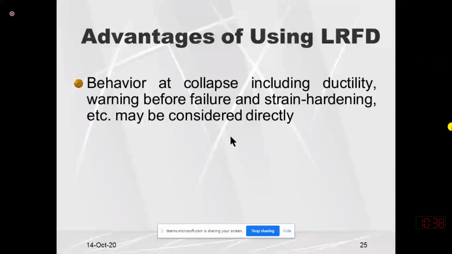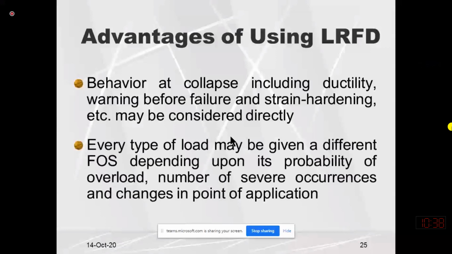Every type of load may be given a different factor of safety depending upon its probability of overload, number of severe occurrences, and chances in point of application. Just like I have explained, we are using a factor of safety of 1.2 with the dead load and 1.6 with the live load, which makes the design more realistic.